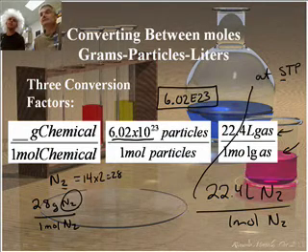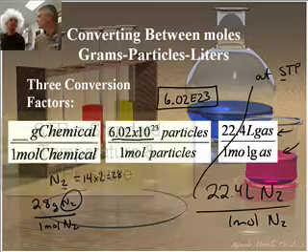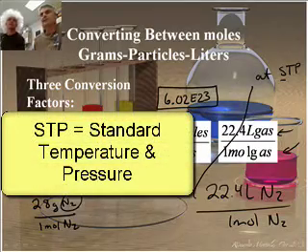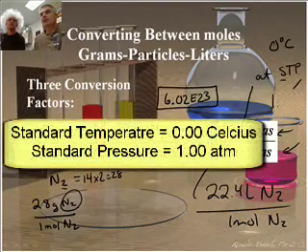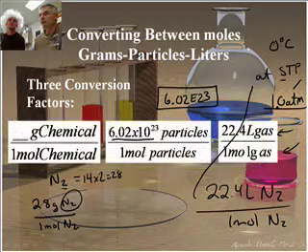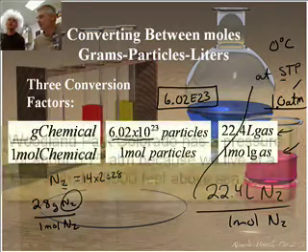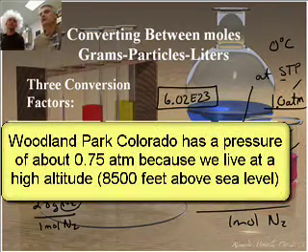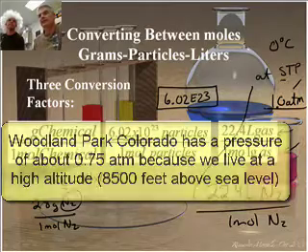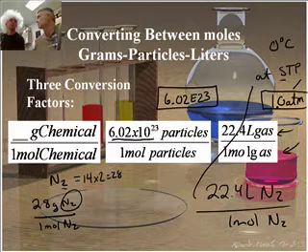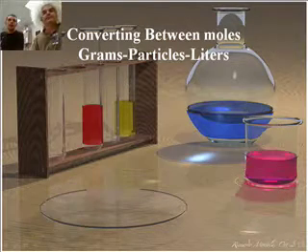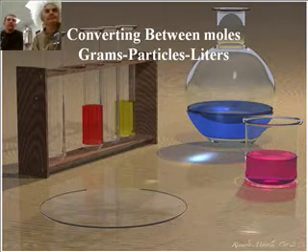And if you haven't yet, STP stands for standard temperature and pressure. The temperature is 0 degrees Celsius, and the pressure is 1 atmosphere. Now, folks, if you're watching this in Woodland Park, where we live, we never live at 1 atmosphere pressure. We're about 0.75 typically, because we live high in the mountains at 8,500 feet or so. But if you're at sea level, that's typically true around 1. Okay, so we have those 3 conversion factors.